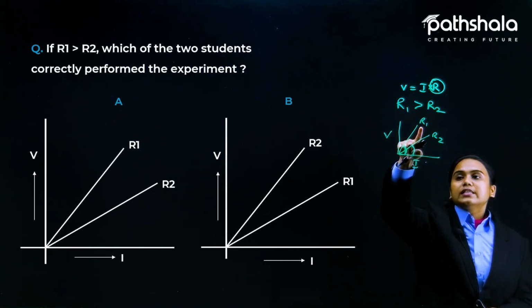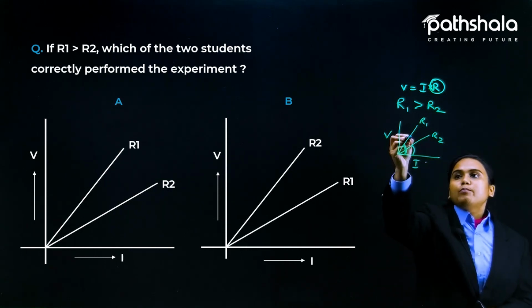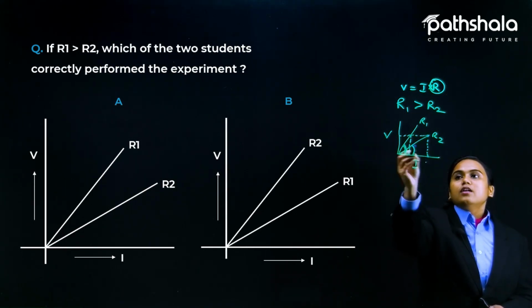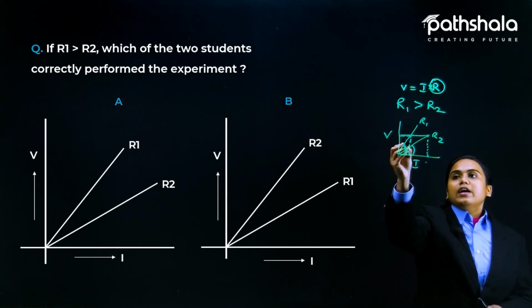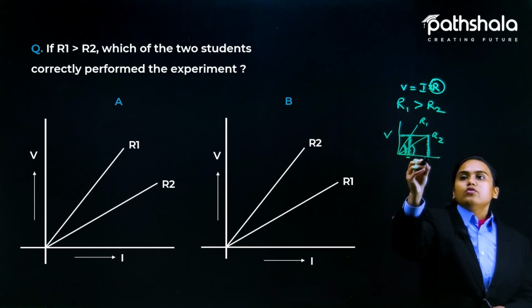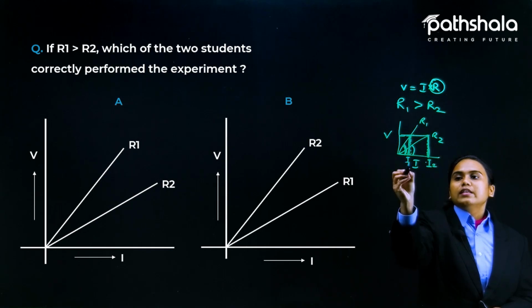Why is R1 greater here? How do we get to know that R1 is greater? Because if we take any point here for current I1 and voltage V, and for the same voltage we take the other value, we get to know that for the same voltage, I1 is minimum for R1, and for R2 the current I2 is more.